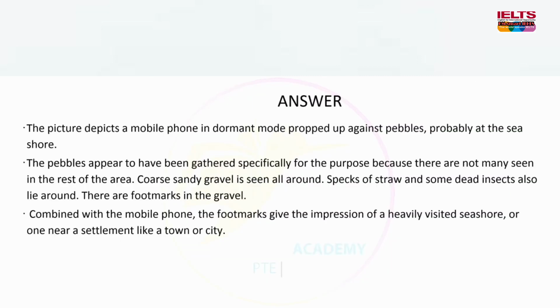The picture depicts a mobile phone in dormant mode propped up against pebbles, probably at the seashore. The pebbles appear to have been gathered specifically for the purpose because there are not many seen in the rest of the area. Coarse sandy gravel is seen all around. Specks of straw and some dead insects also lie around.